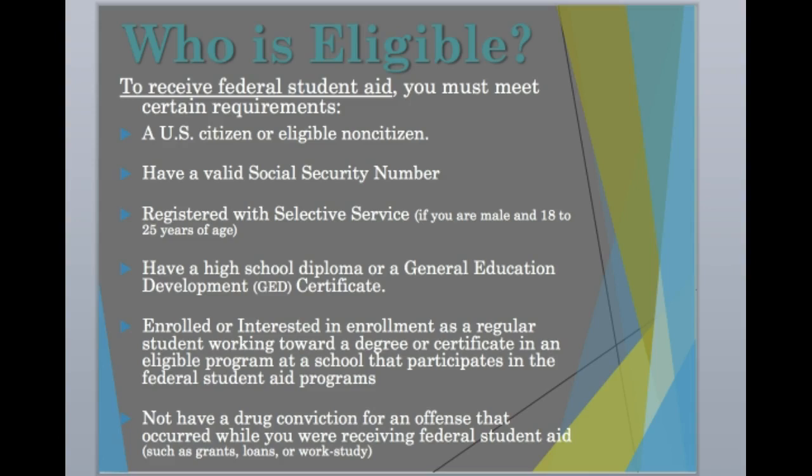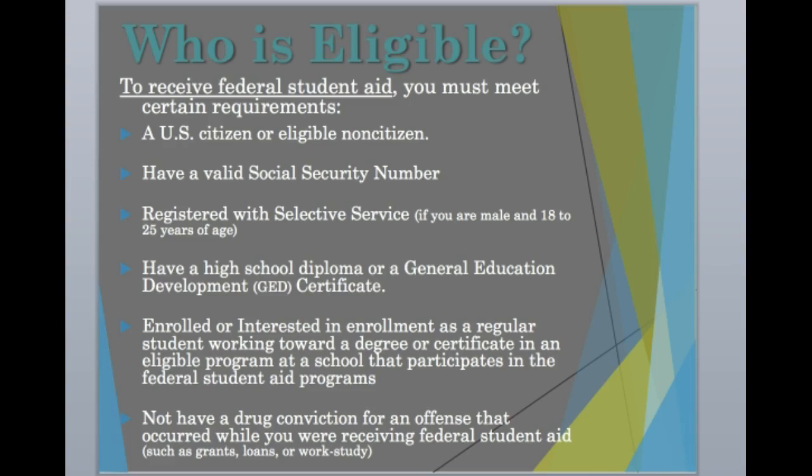So who is eligible to receive federal aid? You must meet certain criteria. Obviously, in order to earn this aid, you must be a U.S. citizen or eligible non-citizen. You must have a valid Social Security number. If you are a male 18 to 25, you must be registered with the Selective Service. This is the draft. And some people opt not to apply for federal aid because they do not wish for their child to register for Selective Service.